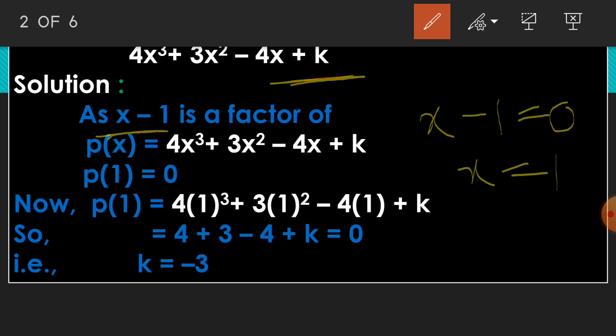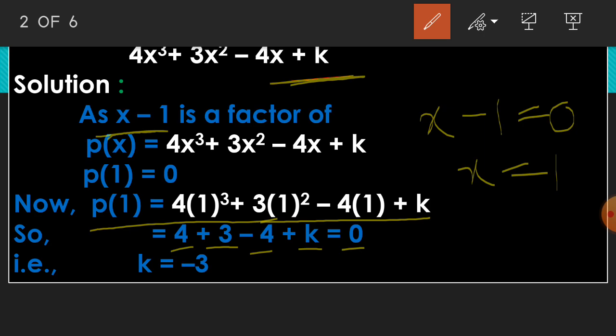Now for p of 1, we are replacing 1 in place of x. So what do we get now? 4 into 1 cubed plus 3 into 1 squared minus 4 into 1 plus k. Now 4 into 1 cubed is 4, plus 3 into 1 squared is 3, minus 4 into 1 is 4, plus k equal to 0. So here we have to equate them to 0.